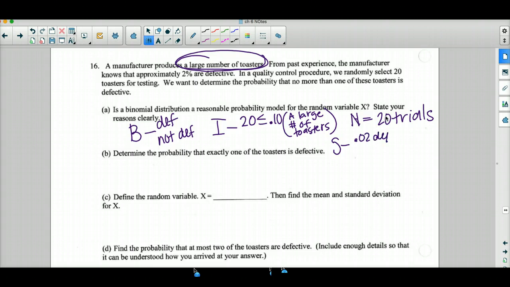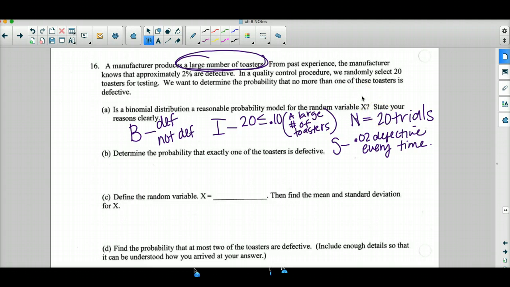0.02 is defective every time. Yes? So can we just write this on the test? Can we write out binompdf? Yeah, you can write out binompdf. Determine the probability that exactly one of the toasters is defective.